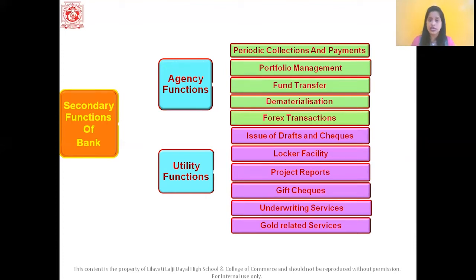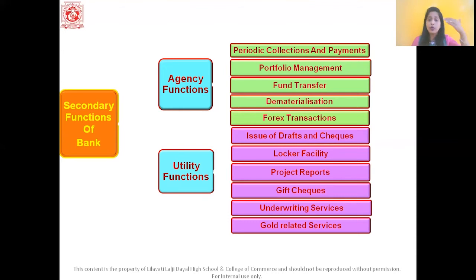Forex transactions. Then the utility functions that are there, students, is issuing of draft and check. We have locker facilities, project reports, gift checks, underwriting services, and gold-related services. So two functions: agency and utility.